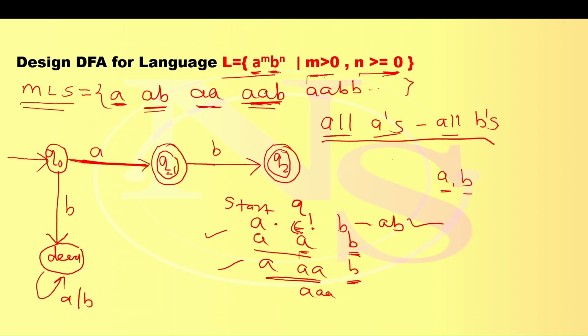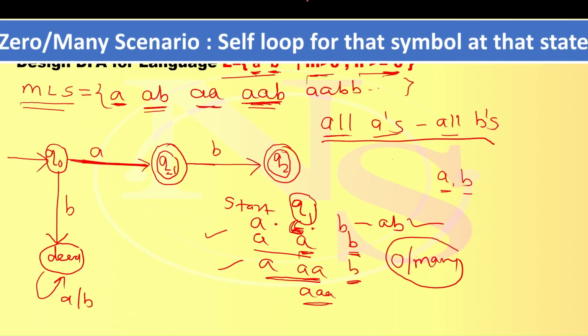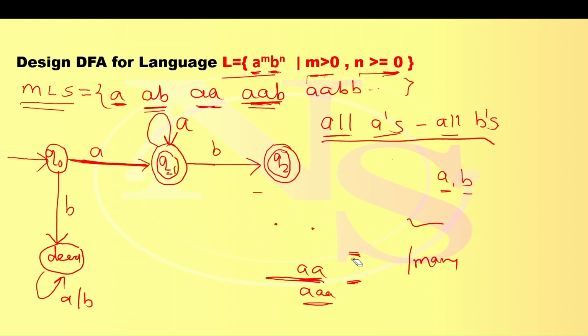So q1 is looking for 0 number of a's, then 1 a, 2 a's, 3 a's, which means q1 is looking for 0 or many a's. So 0 or many. At which state? The state is q1, the symbol is a. So at q1 we have a self loop for symbol a. q1 becomes deterministic.